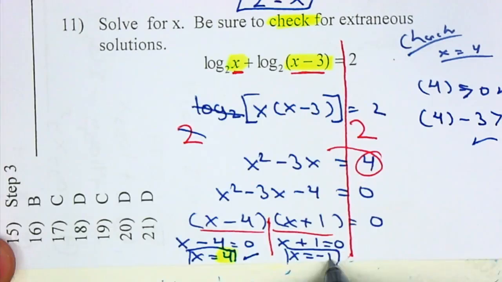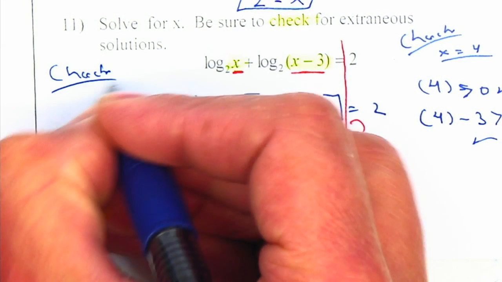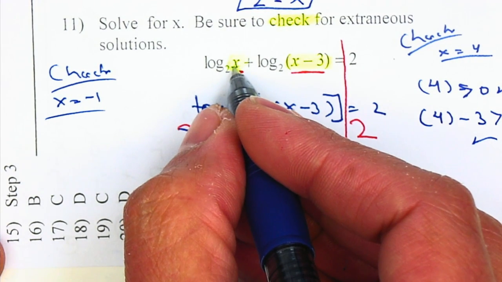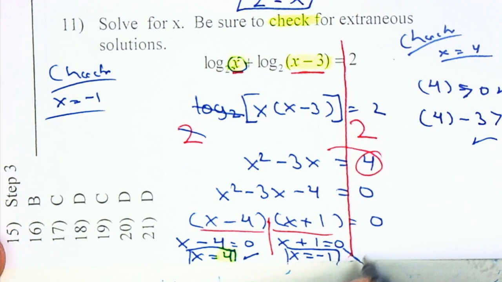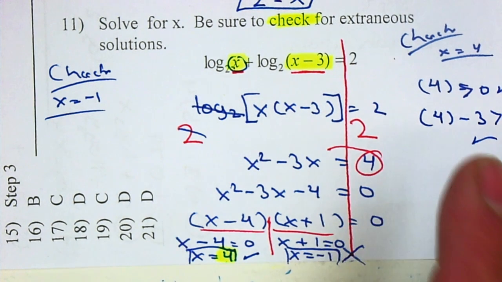I'm going to plug in a negative 1. So I'm going to check x equal to negative 1. I can't plug it in here because that gives me a negative 1, and you cannot take the log of a negative number. So therefore, the only answer is x equal to 4. Let's continue to the backside, problem number 12.